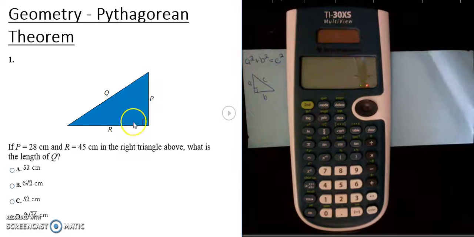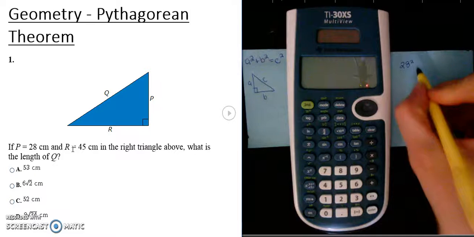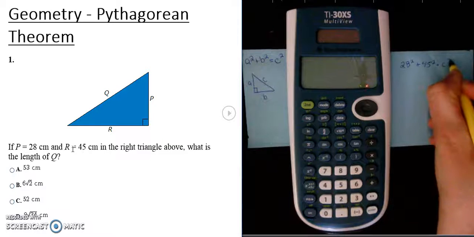So in Pythagorean Theorem, I have a right triangle, and this problem tells me that the side P is 28 centimeters and the side R is 45 centimeters. It wants to know what is the length of Q, the hypotenuse. And the hypotenuse is always across from the right angle. So I'm going to use the Pythagorean Theorem to solve that. My lengths are that P and that R. So I'm going to have 28 squared plus 45 squared, and I'm looking for that c squared.